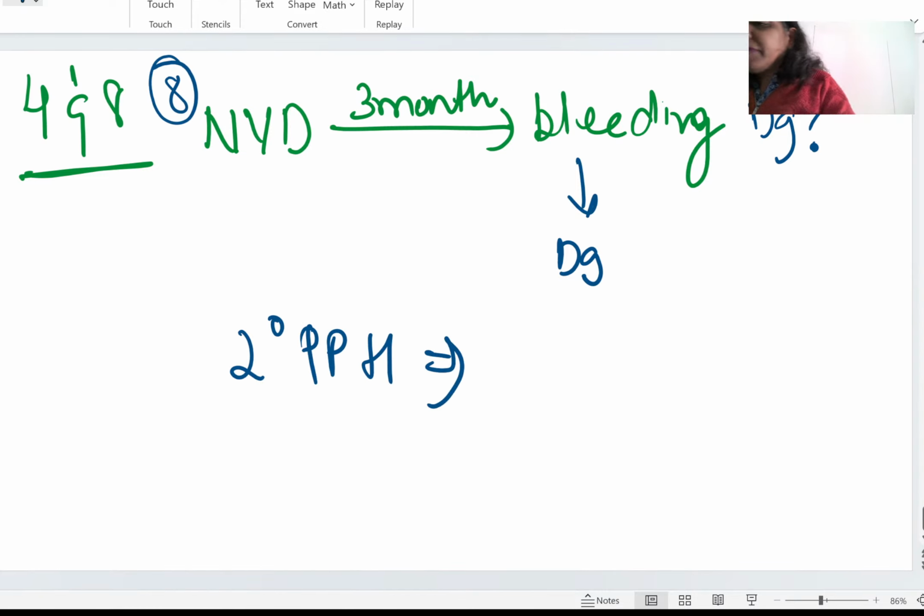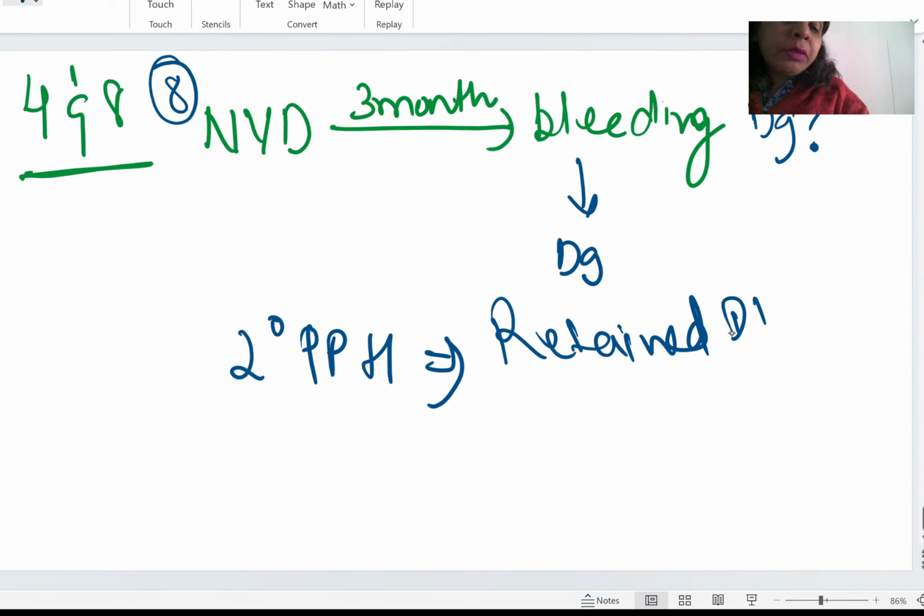And what is the cause of secondary PPH? Please write down in the comment section. Everybody, please write down. Questions are not repeated in exam. Topics are repeated. This is FMG PYQ. Please write down what is the cause of secondary PPH. Retained placenta. Very good, Dr. Nimra, Dr. Shefi. It is retained placenta. So the answer for question number 8 was retained placenta.